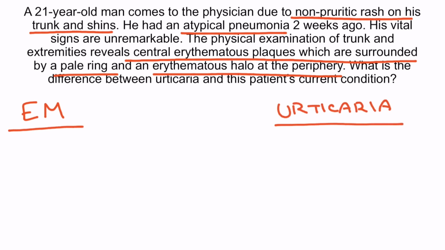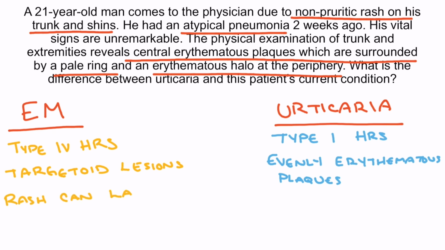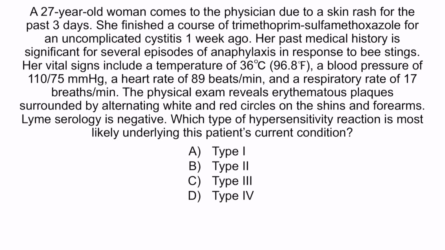Erythema multiforme is an example of type 4 hypersensitivity reaction, while urticaria represents a type 1 hypersensitivity reaction. Erythema multiforme presents with targetoid lesions, while urticaria is characterized by evenly erythematous plaques. Finally, the rash in erythema multiforme can last up to a month, while urticaria usually resolves in 24 hours. Let's end our lecture with a board-style question.